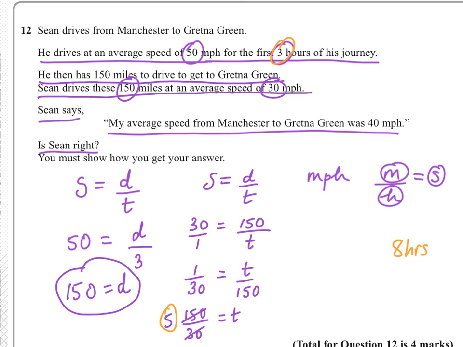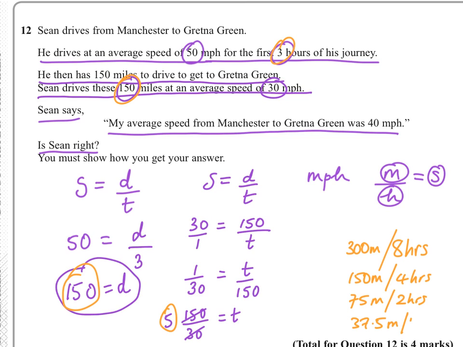So we can work out the average speed because that speed is the total distance over the total time. Okay, so the distance that we've got is 150 miles, and then it said there's another 150 miles here. So that's 300 miles in 8 hours. So what's 300 miles in 8 hours? Well, that's the same as 150 miles in 4 hours, which is the same as 75 miles in 2 hours, which is 37.5 miles per hour. Okay, per hour. So I'm afraid Sean is not correct.